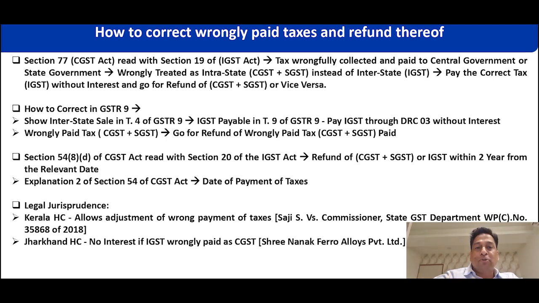So in this capsule we have clarified how to correct wrong treatment of a particular transaction, pay the correct taxes, and go for refund within 2 years once you pay the correct taxes. That is the relevant date. Within 2 years from the date of payment of tax, you can file your refund claim of wrongly paid taxes.